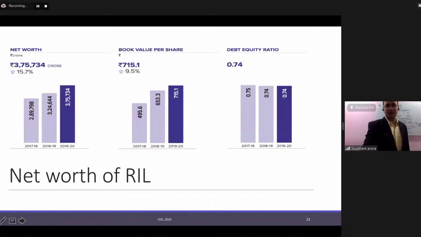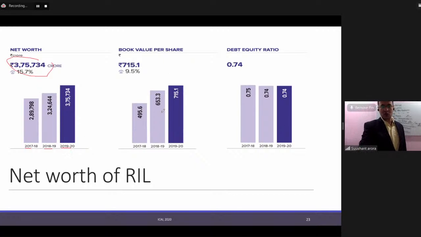So you can see the net worth of Reliance Industries Limited. This is as per 31st March 2020, because I've taken it from the annual reports. The net worth of this company is 3,75,000, again in crores, so almost 4 lakh crore. It was around 3 lakh crore, then almost 3.5, then almost 4 lakh crore in recent time, 1920, as per annual accounts.